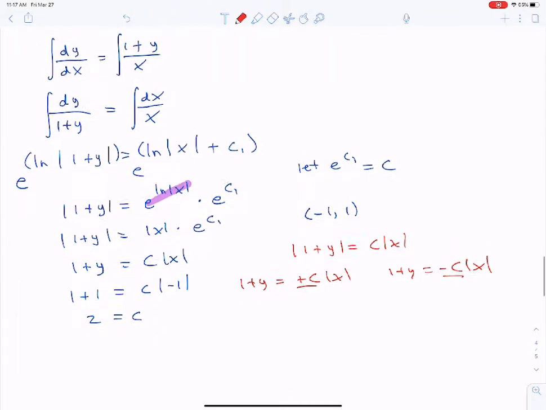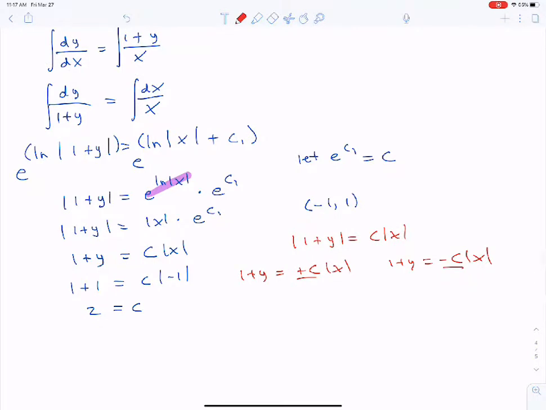Let's keep on going here. So now I'm going to plug in my function. For c, my function now is 1 plus y equals 2 times the absolute value of x. So y, because they want us to write this as a function of y equals this. Okay?